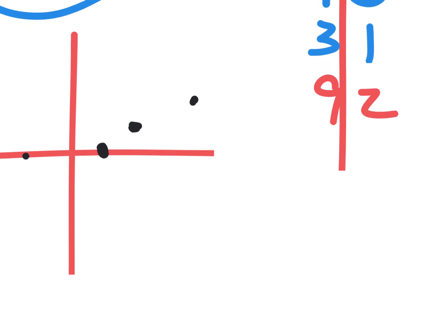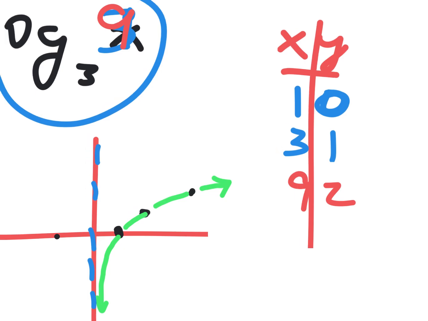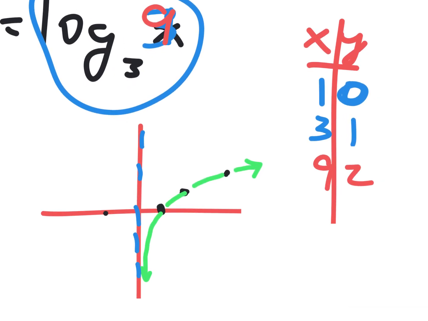But it would be informative to have the rest of the graph. All right, it goes like this. And there's an asymptote right there. There is your classic log graph. That one right there, I'm going to label with log base 3 of x.